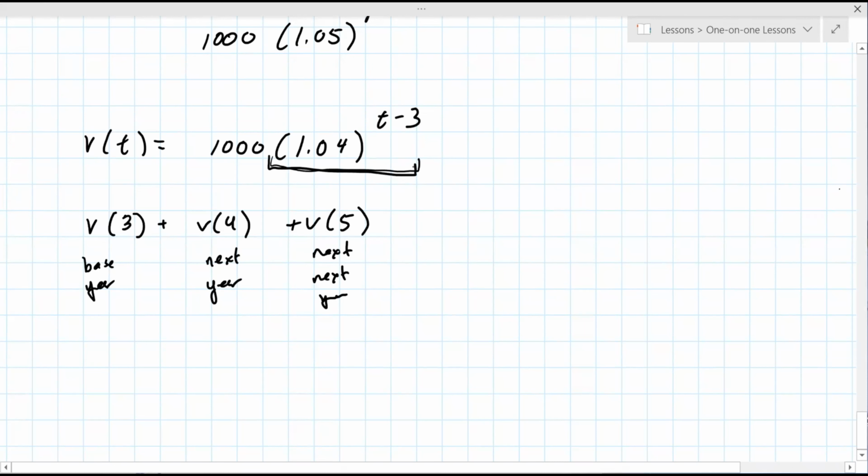One. That part is 1, so it's just 1,000. When v equals 4, it's 1,000 times 1.04, and then it's 1.04 squared times. And that looks really hard, but it's not as bad as it seems. Okay, so totally can be done.